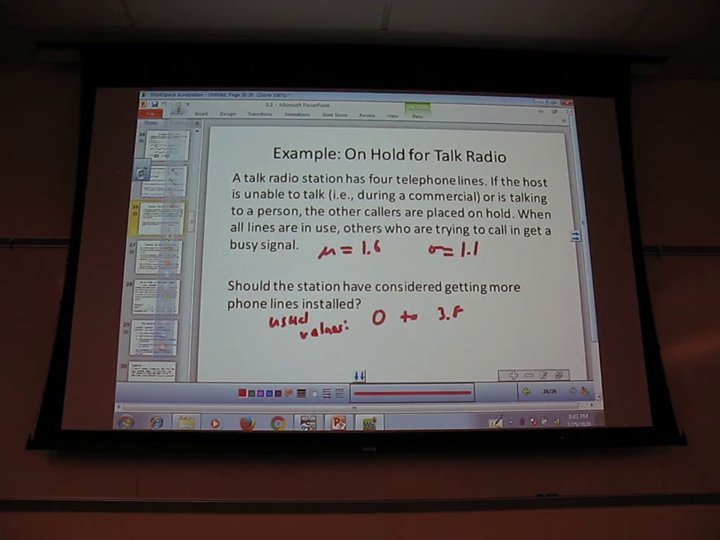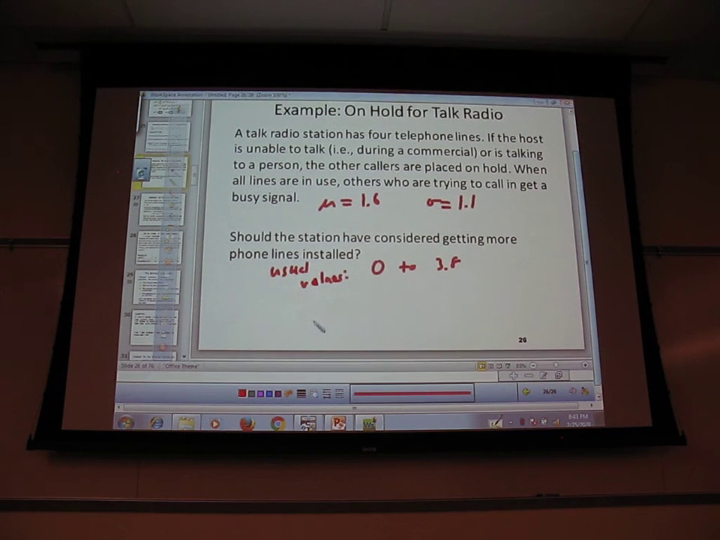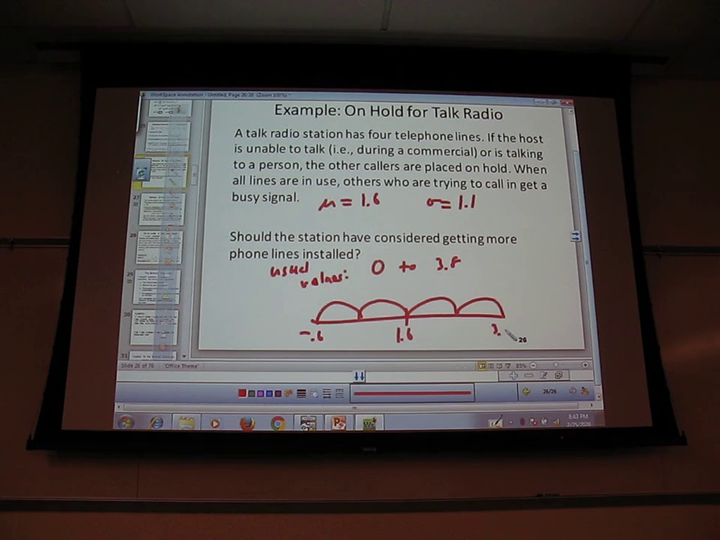Does everyone understand what we did? I have 1.6. I went 2 standard deviations this way, and 2 that way. I got negative 0.6 here, and I got 3.8 there. So these are my usual values.